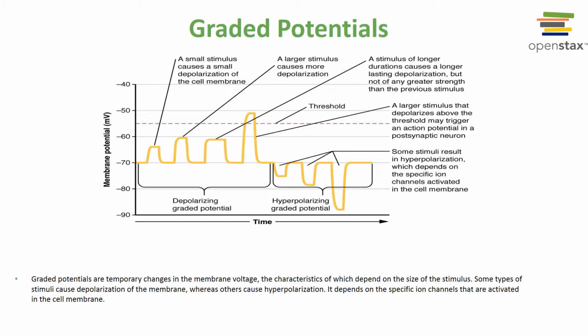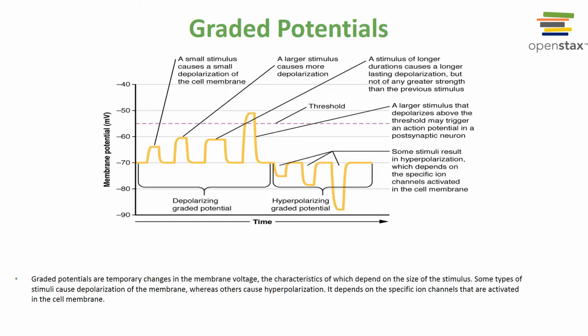Now, graded potentials are different from action potentials. Graded potentials can produce temporary changes in the membrane voltage, and the characteristic does depend on the size of the stimulus. Some types of stimuli will cause depolarization of the membrane, but other types can cause hyperpolarization, and it depends on the ion channels that are activated in the cell membrane.